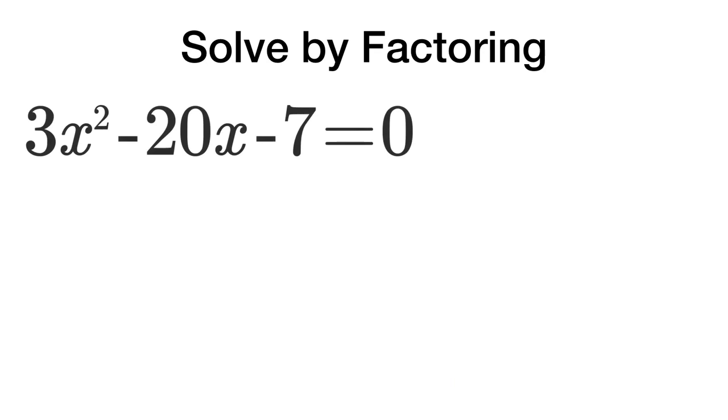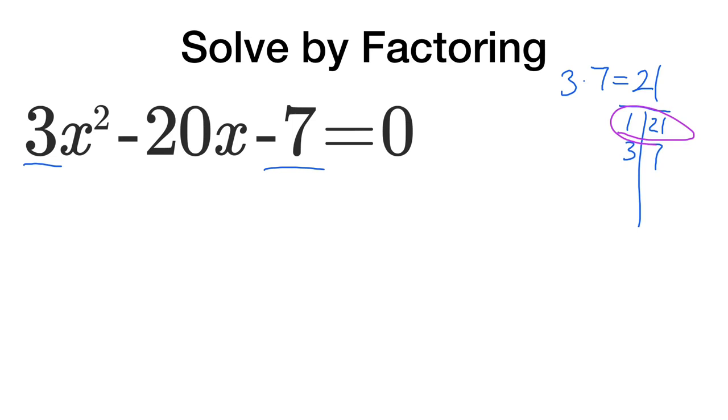Okay, let's try another one. So in this case, notice I don't have to move anything over, but I also have no common factors. So when we have a leading coefficient that isn't 1, we multiply that by our constant, so 3 times 7, and that's going to equal 21. So because that was negative 7, that means that we're looking for two numbers that have a difference of, in this case, 20, and multiply to be 21. So we have 1 and 21, 3 and 7, and of those, the one that has the difference of 20 is 1 and 21.